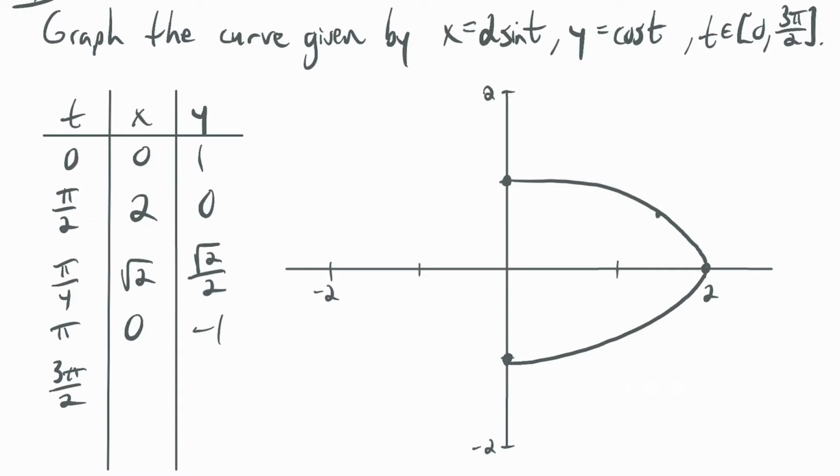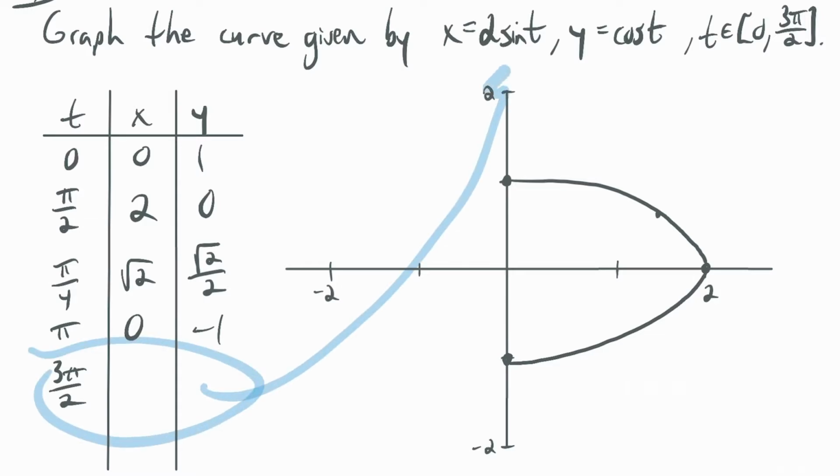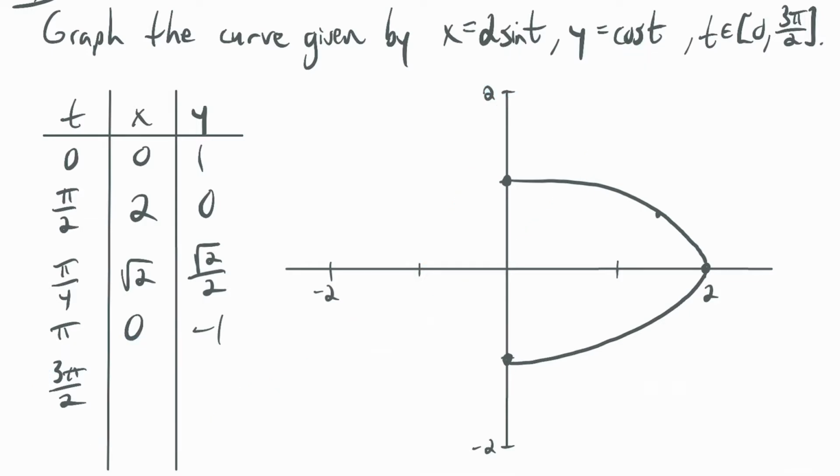3 pi over 2. Well, 3 pi over 2, sine of that will be negative. Sine of that is -1, so -2. And then cosine of that is 0. So -2, 0. Okay, so that's right there. So this continues. It looks like kind of a football shape. That's because I'm doing it by hand. I'm not very good at it. That part was pretty good, actually.